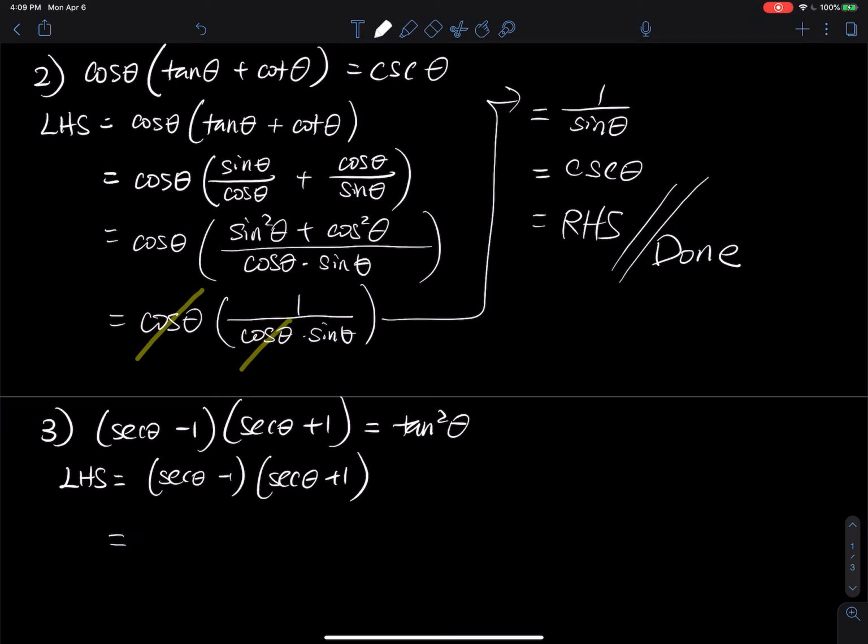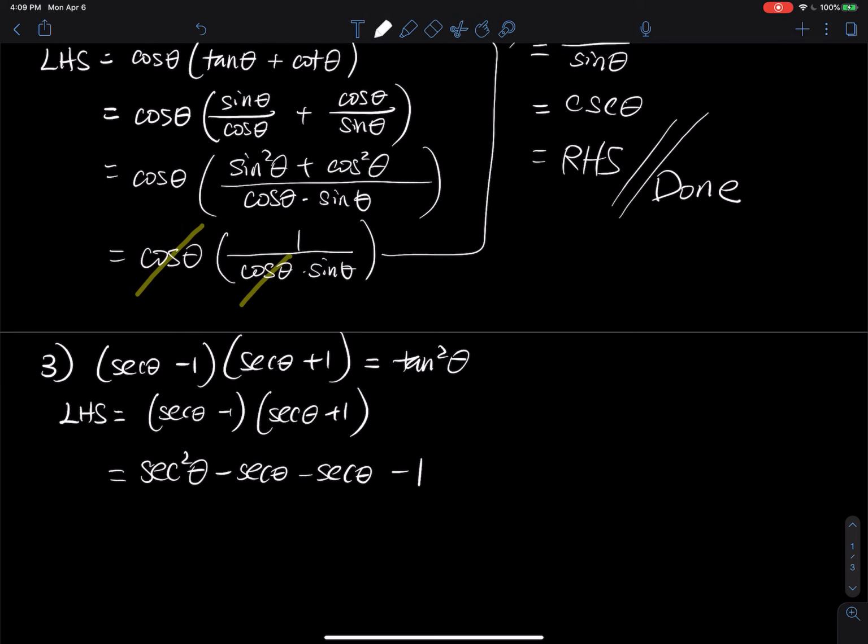So this one, I am going to fully expand the two factors: secant times secant, and then we have a minus secant, and then minus 1. Actually, this is a plus because it's a plus minus, right? So the minus and plus cancel. So we have secant square minus 1.